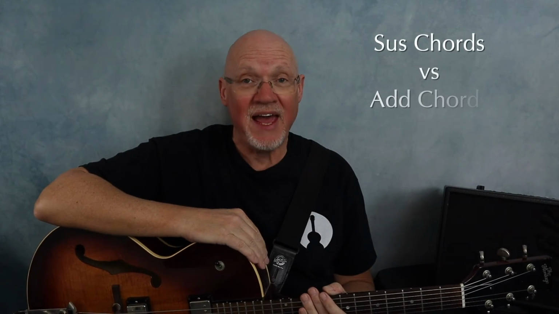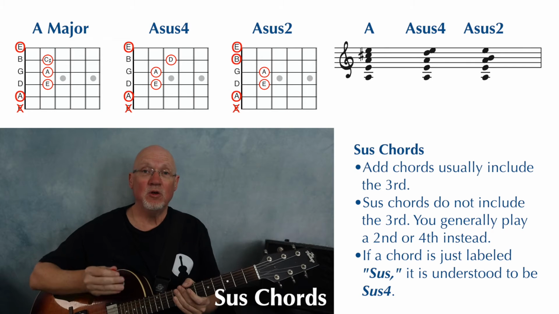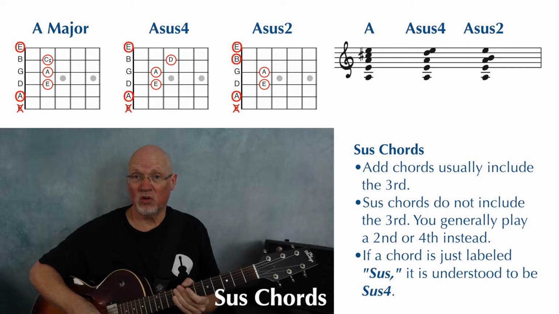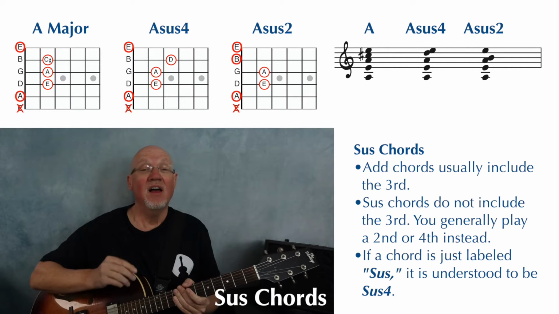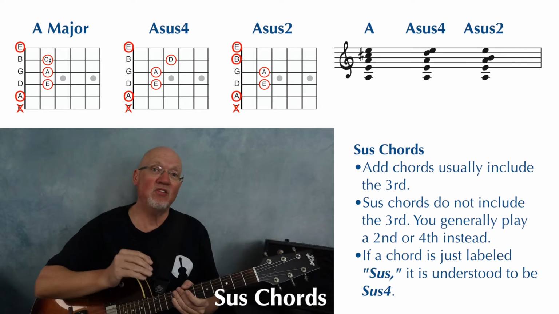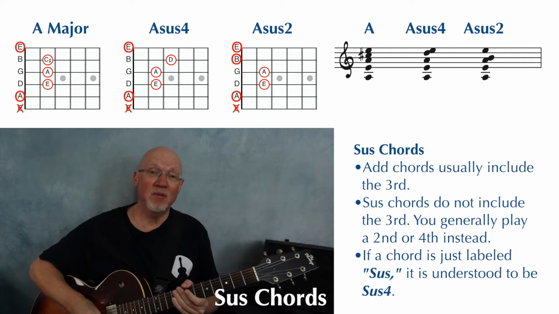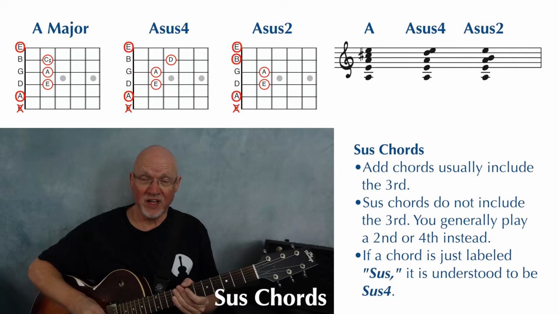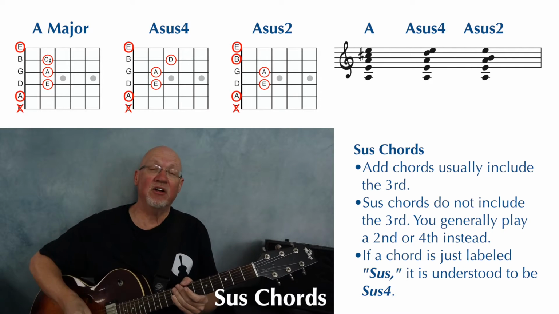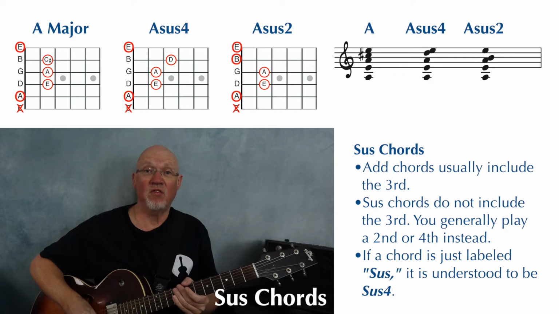The difference between an add chord and a sus chord. An add chord usually includes the third of the chord, while a sus chord does not. A sus chord will usually be sus2 or sus4, with sus4 being the more common. In fact, if you see a chord labeled just sus, it's generally understood to be a sus4 chord.